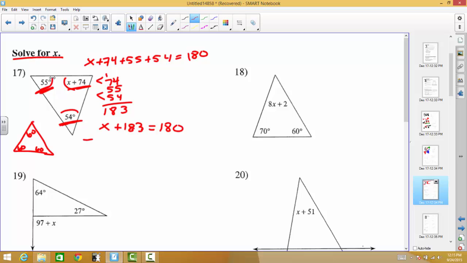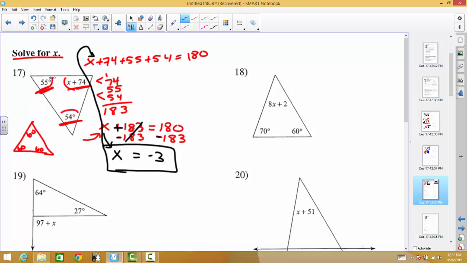So we want to get the x alone. You're going to subtract the 183 from both sides so that you can isolate the x and solve for it. You're undoing this plus. So to undo the plus is minus. So our final answer is x. These cancel, which is why we did this, is negative 3. If you plug negative 3 in right here, this whole thing will work.